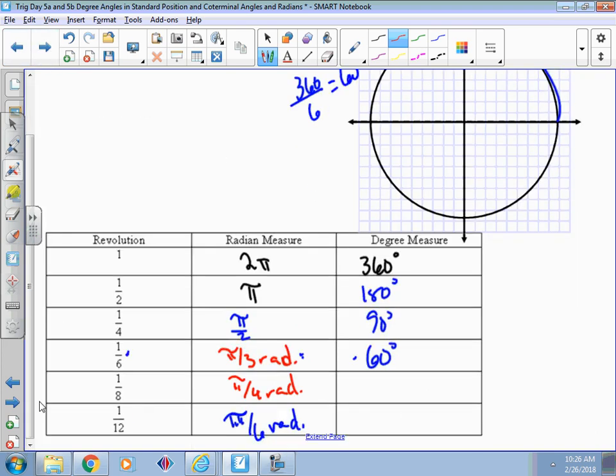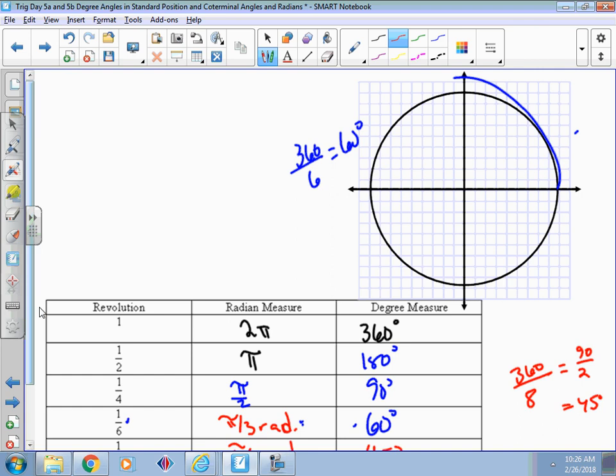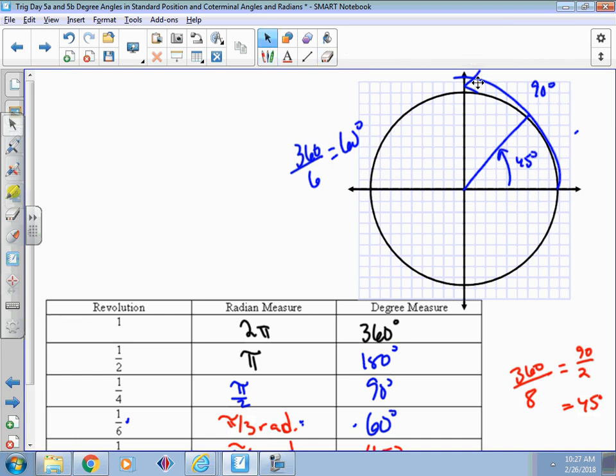1/8 of a circle. Okay, so if a full circle is 360 degrees and I need 1/8 of that, let's see here, 360 divided by 8, 4 goes into both of those, 90 over 2, 45 degrees, which kind of makes sense, right? If a quarter of the circle was 90 degrees, then 1/8 of a circle would have to be 45 degrees. Same thoughts with the radians.